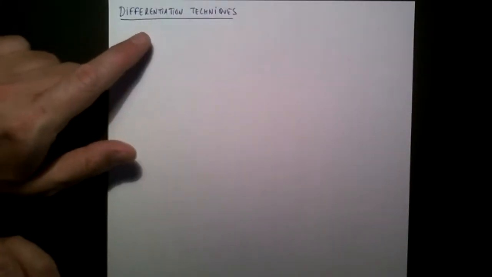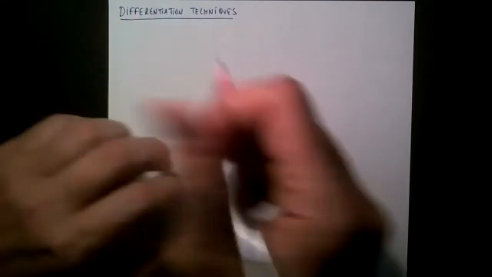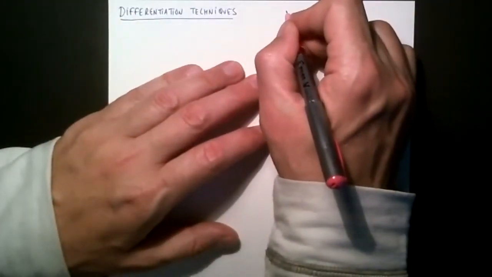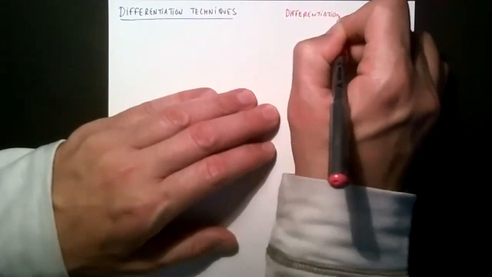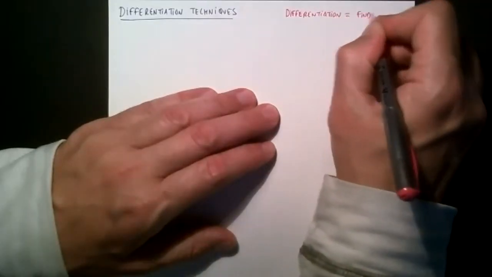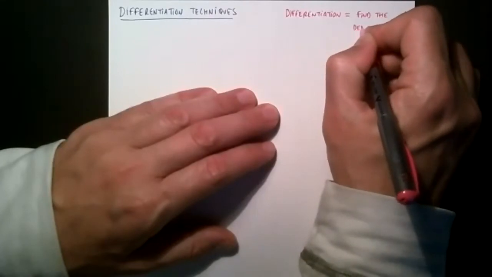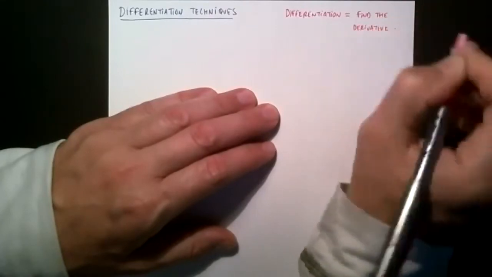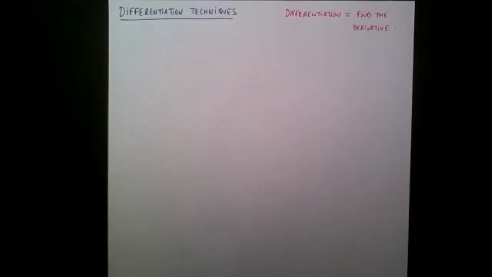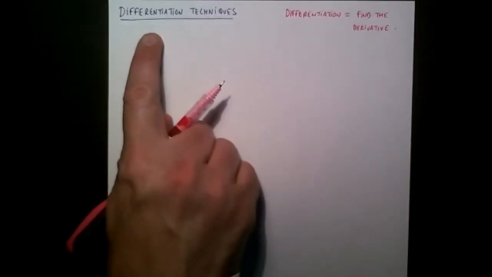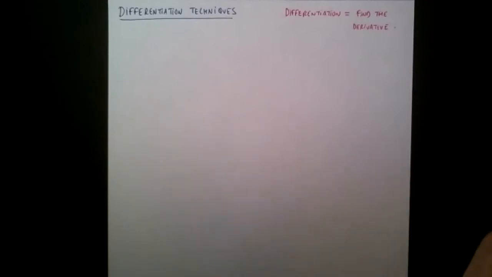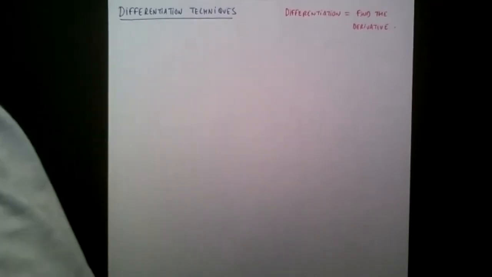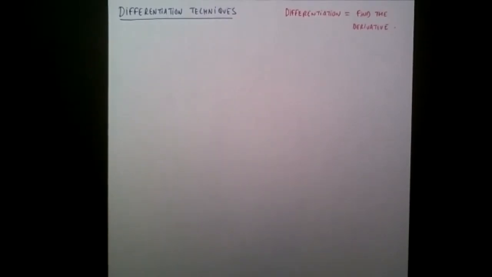Okay. So what does differentiation mean? Differentiation equals finding the derivative. So differentiation techniques means I'm going to give you some techniques to find derivatives without having to go through the pain of all these calculations that I just showed you. There are a few properties that you need to know.